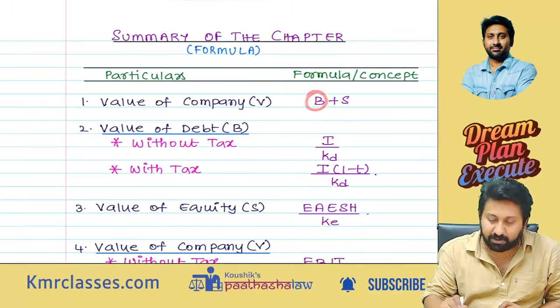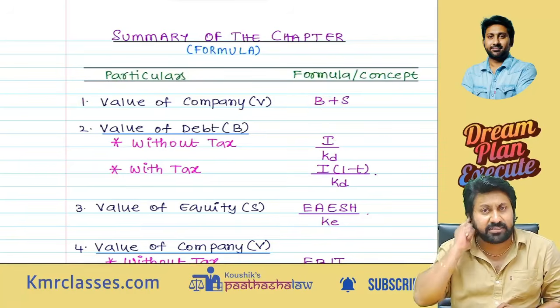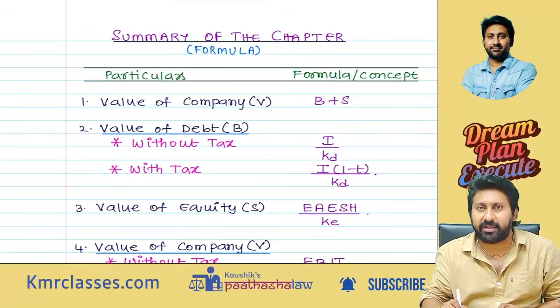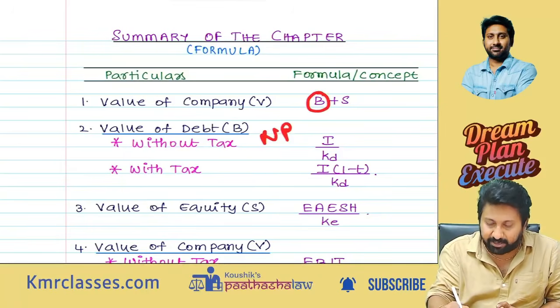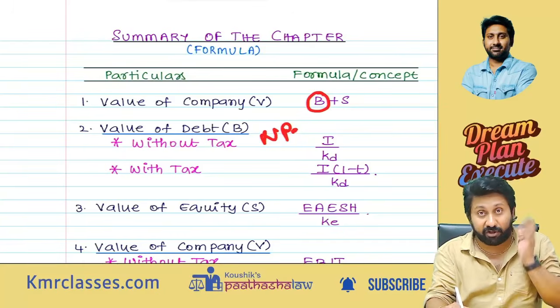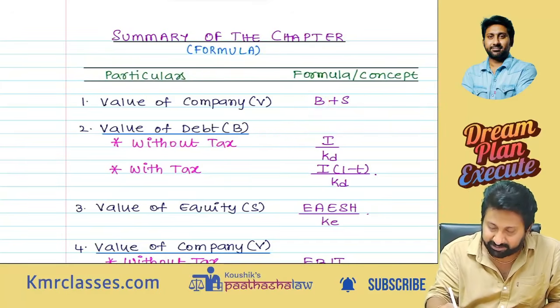In this, the B answer, I by KD. This is without tax. Next one, with the tax, I into 1 minus T by KD. This is with tax. Simple. B, I can also call it as NP. NP means net proceeds of a debenture. Cost of capital chapter formula type. So B is nothing but the net proceeds. The value at which you buy is called as B.